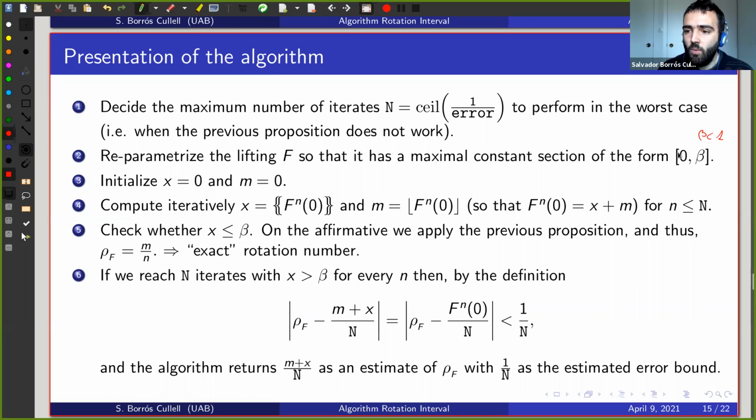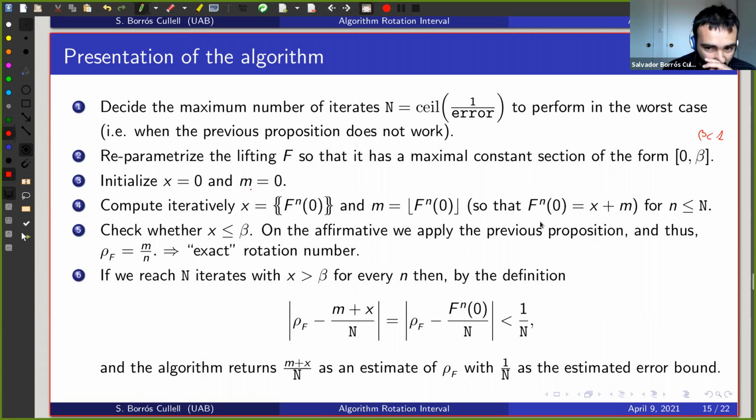Why? Because once we start checking whether or not the iterate is in the constant section, if it's of this form, we only have to check one inequality, not 2. Then we initialize it at 0, and we initialize m equals 0. And then we go on iterating and making the iterations modulus 1 and just saving the m to compute the rotation number in case it's necessary. And then we check at each iterate whether or not x is less or equal to beta.